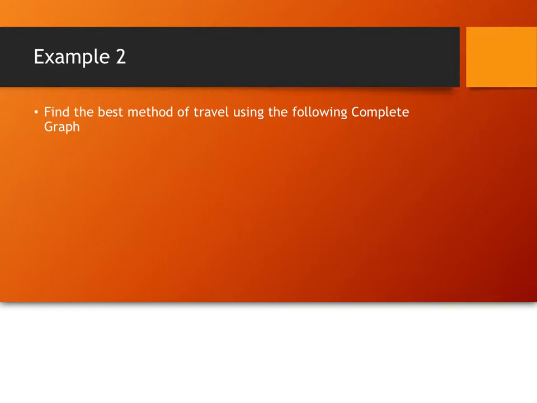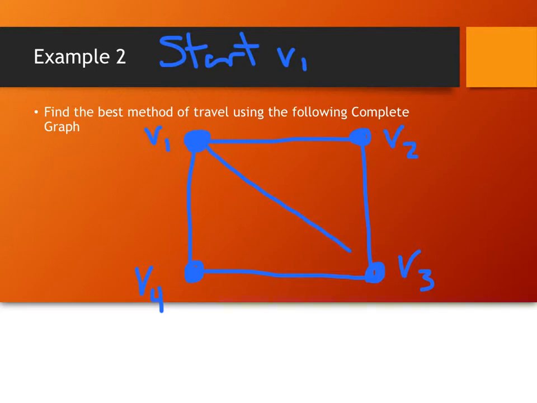All right, so let's do this. Let me take a complete graph on 4 vertices, and I'll give each edge a different weight. Now, just for the sake of time, let's assume we want to start our graph at V1, or excuse me, our path at V1.